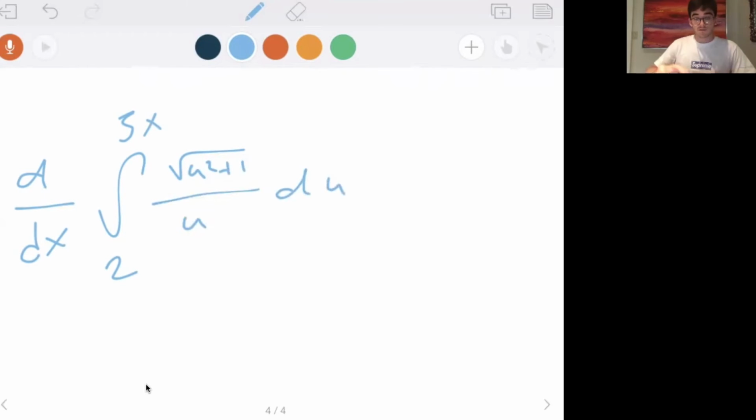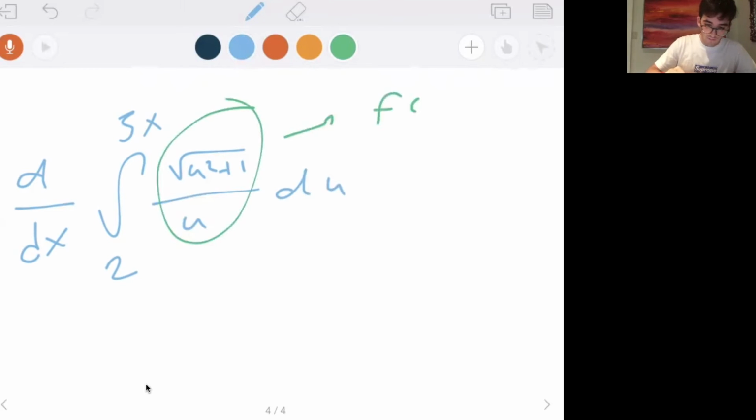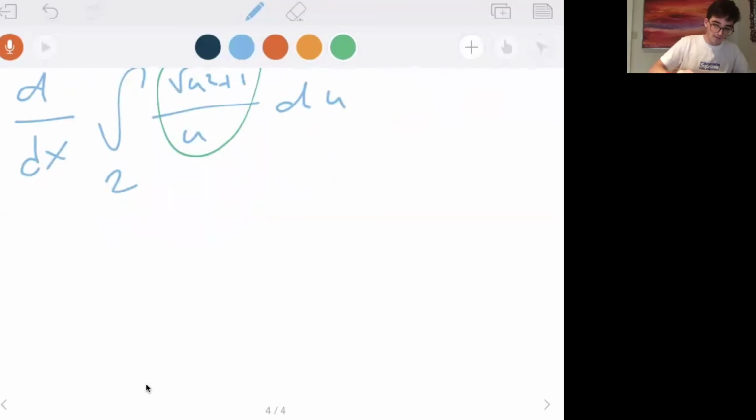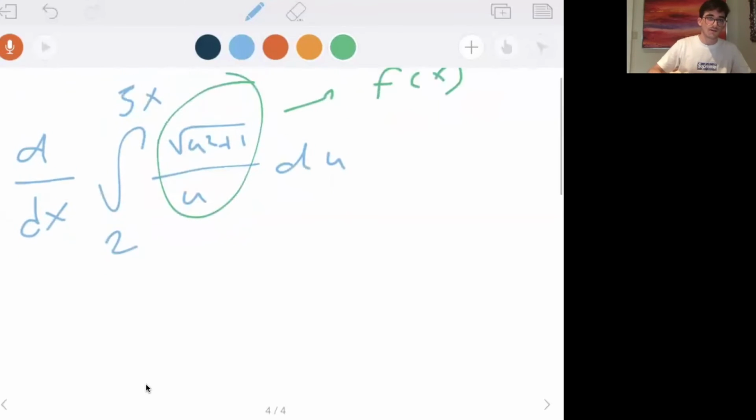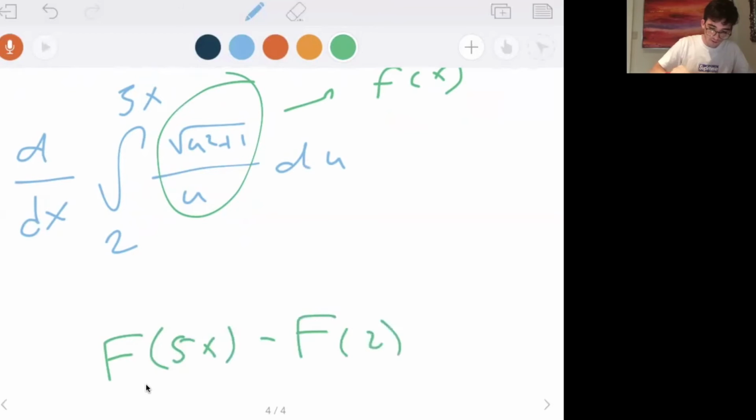All right, same as before. We're going to take that inside and we're just going to call that f of x. That's our original function. Next, we're going to set up the actual integral and evaluate it. So that's going to be big F of 5x minus big F of 2. And of course, we're taking the derivative of all of that with respect to x.